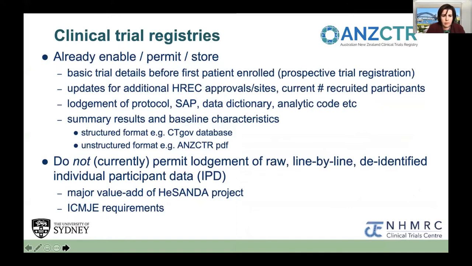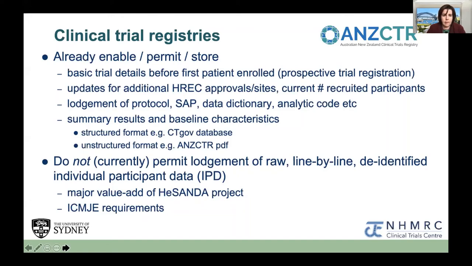As Julian pointed out, clinical trials registries already do enable and permit storage of quite a lot of information about trials, that step-through progress that Julian talked about. So from a trial registration record, before the first patient's enrolled, we know a lot about the methods of a trial. Records can be updated during the course of a trial to add more information about approval sites and numbers of patients recruited, etc. We can already, certainly in the Australian New Zealand Clinical Trials Registry, lodge many of the documents Julian talked about: the protocol, the analysis plan, data dictionaries, etc. It'd be fair to say they're not particularly well curated or findable, but they do exist.